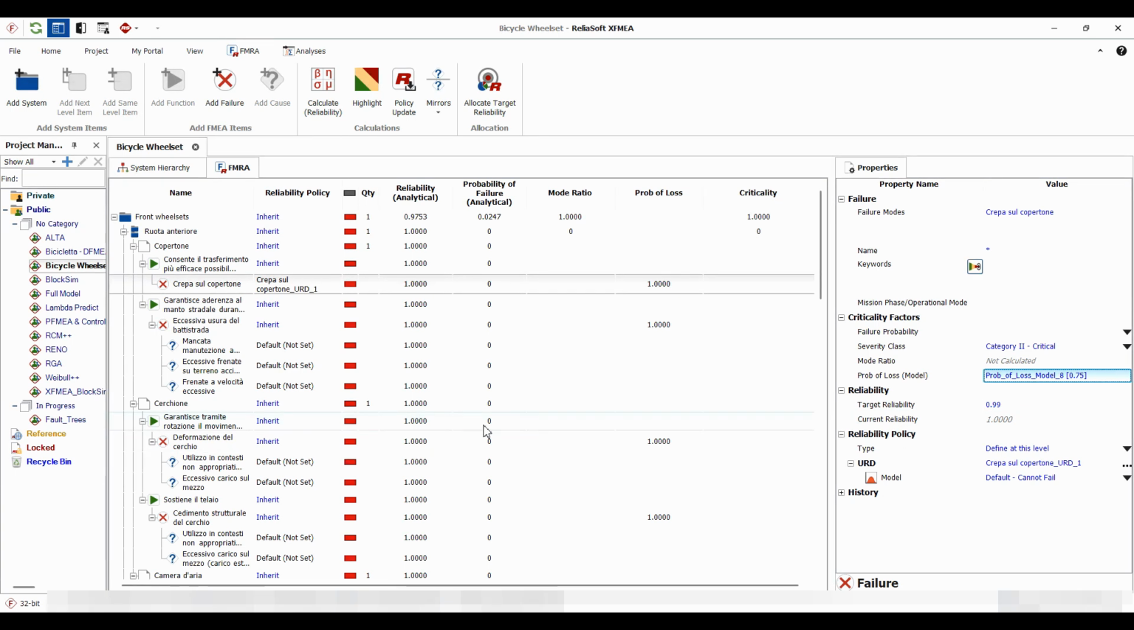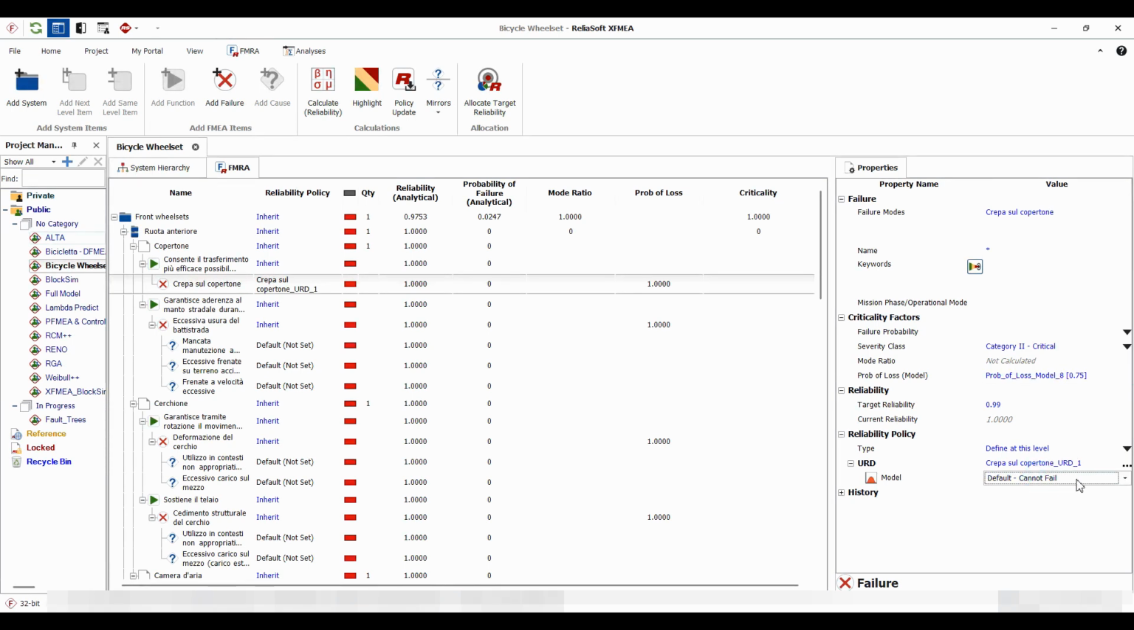Then we have a target reliability. The FMRA interface gives us a reliability of all the items, but also of our wheel set. We can compare that with our target, but we're not interested in this particular element, so we are conducting a failure mode and criticality analysis, not a reliability analysis as such.